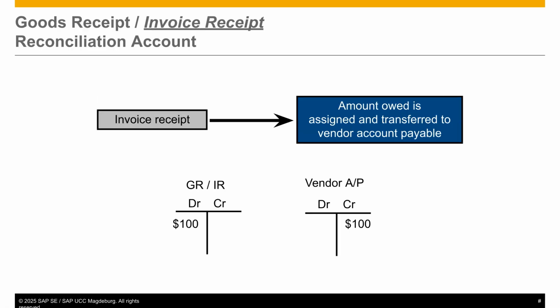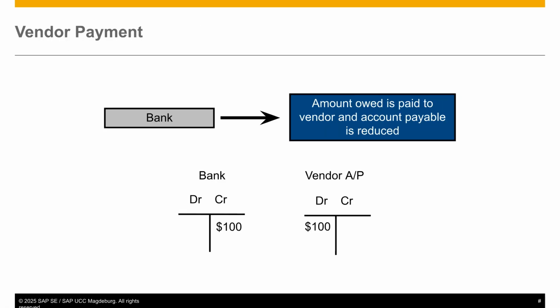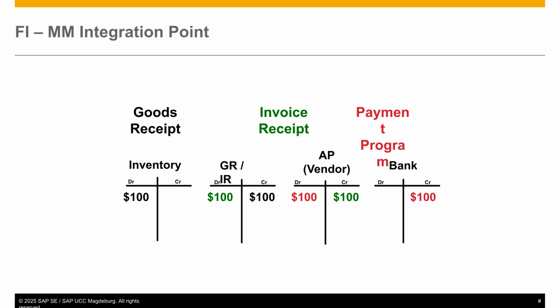At the invoice receipt stage, the GR/IR account is cleared. The system debits the GR/IR account and credits the vendor accounts payable, correctly shifting the balance to a formal liability. During the final vendor payment, the accounts payable is debited and the bank account is credited, effectively reducing the company's cash to settle the outstanding debt. This final summary displays the key integration points between financial accounting and materials management, showing how the ledger entries flow through goods receipt, invoice verification, and payment.